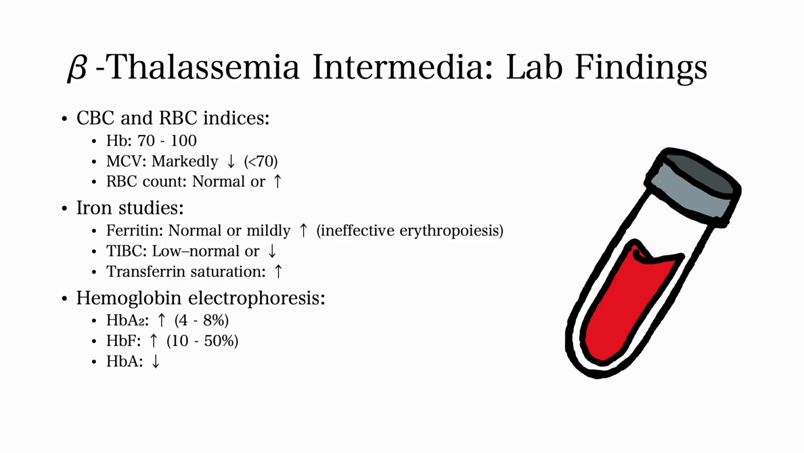In terms of iron studies, ferritin would be normal or mildly increased. In terms of the TIBC, it would be low normal or low, and transferrin saturation would be high. And in terms of hemoglobin electrophoresis, you will see somewhat of a high hemoglobin A2, somewhat of a high hemoglobin F, and low hemoglobin A.